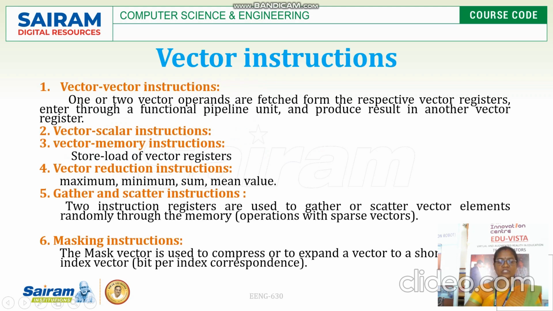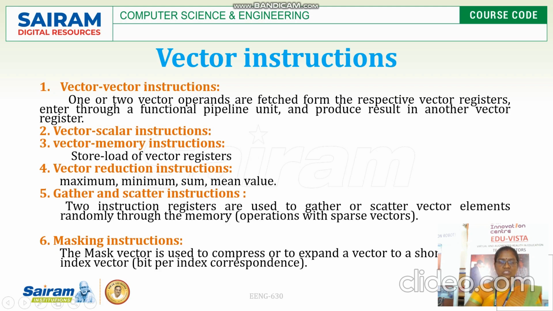First one is vector instruction. How will the vector instruction look? There are some types of vector instructions. First one is vector to vector instruction. Second one is vector scalar instruction. Third one is vector memory instruction. Fourth one is vector reduction instruction. Fifth one is gather and scatter instruction. Sixth one is masking instruction.